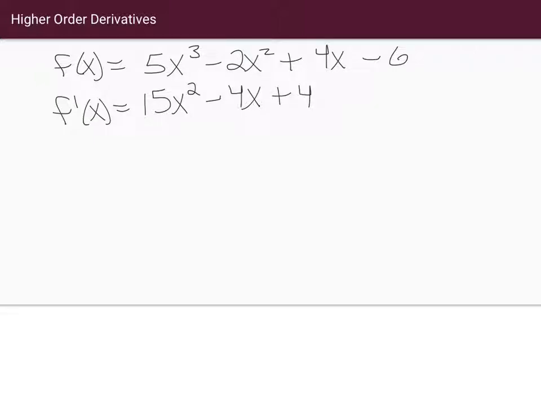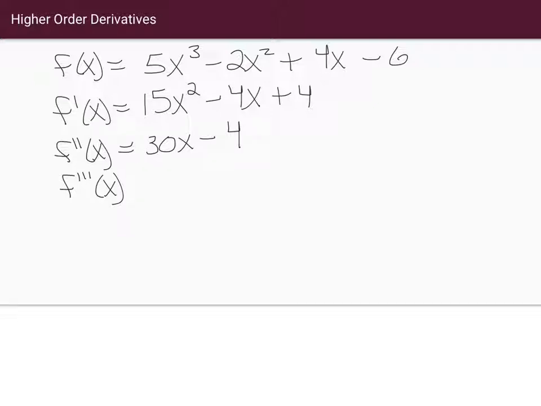Now I'm going to take the second derivative. In order to indicate a second derivative, I put two prime symbols. This is read f double prime of x, or the second derivative of f with respect to x. Now I take the derivative again. 2 times 15 is 30x minus 4. Now I'm going to take the derivative of the second derivative, which is called the third derivative. So now I put 3 little prime symbols.